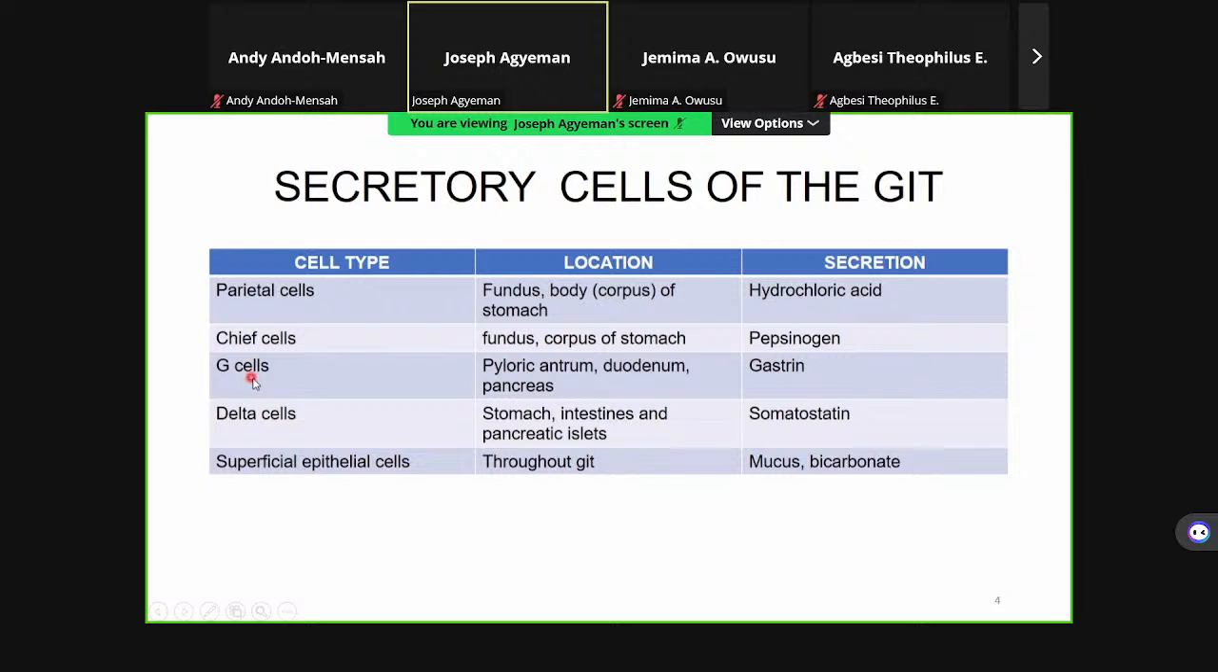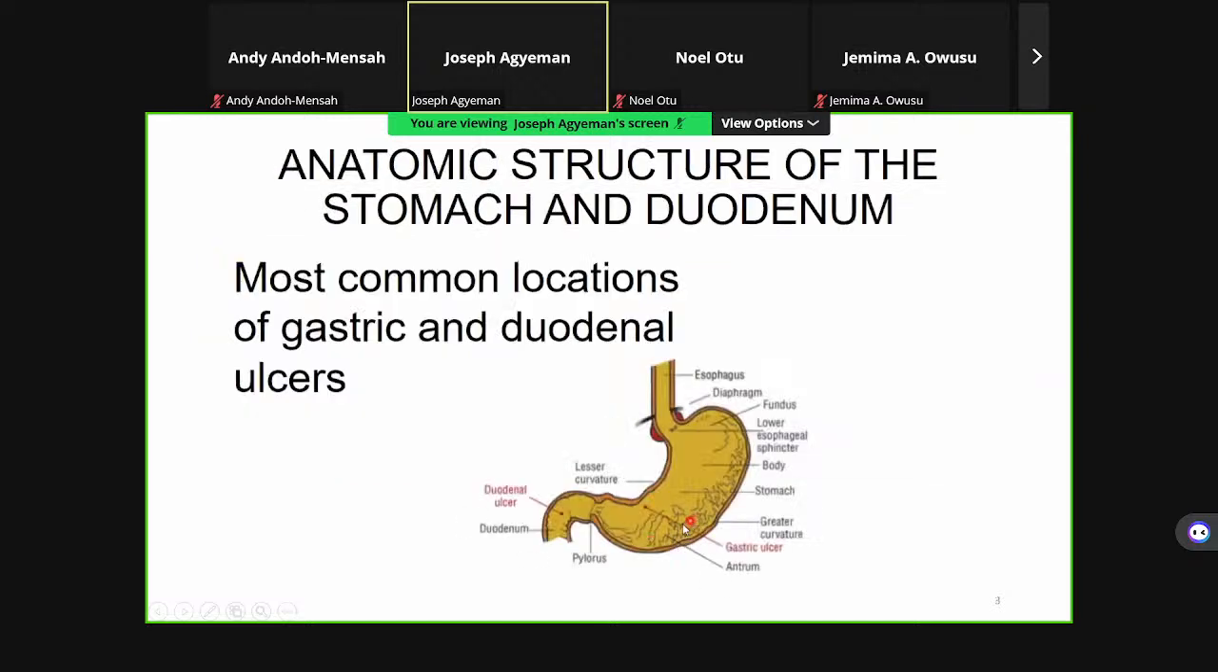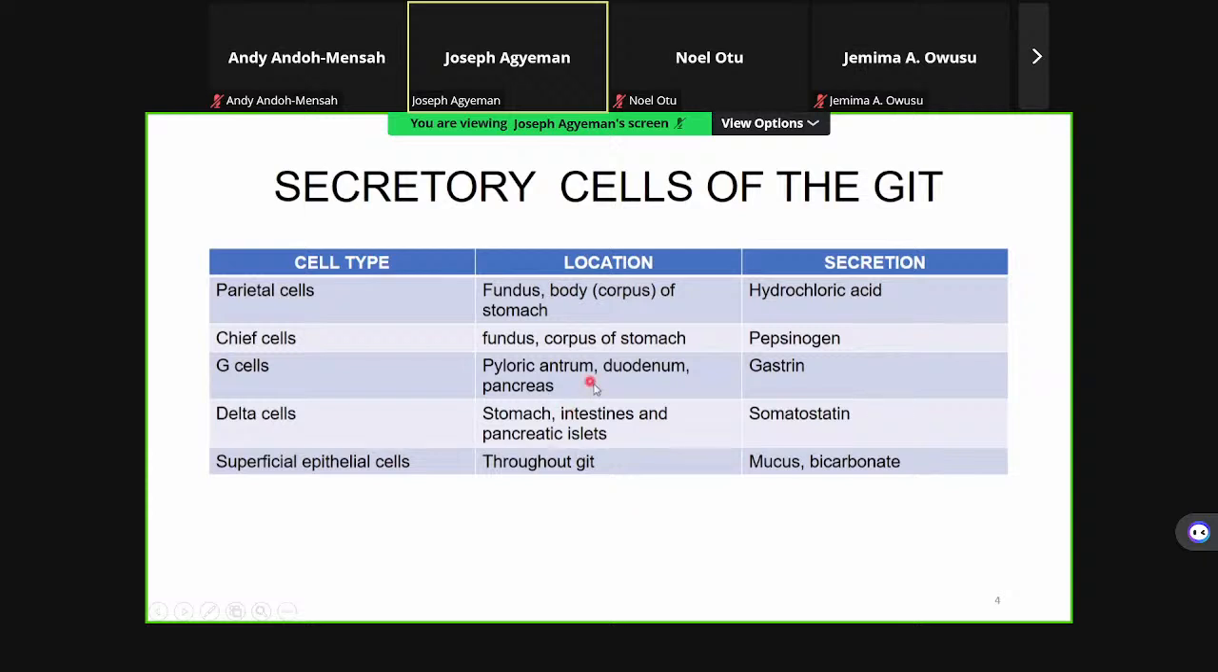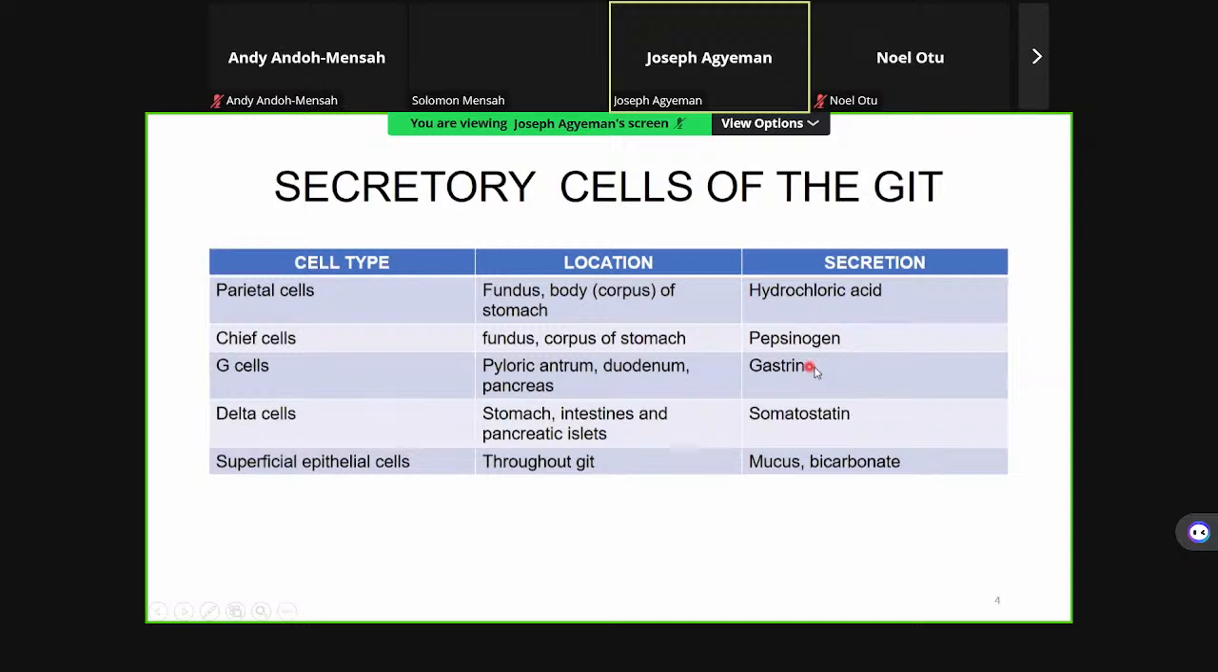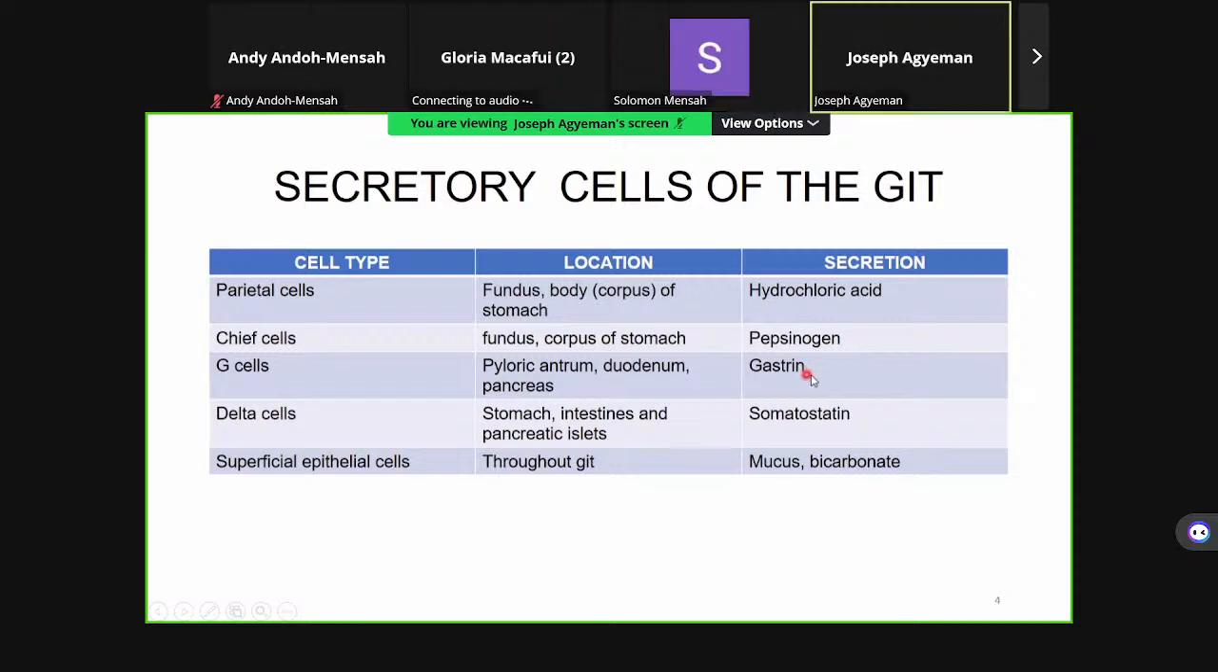Then to the G cells. G cells are also found within the pyloric antrum. So the pylorus and the antrum. So there is the antrum. Here will be the pylorus. So G cells are found there. G cells can also be found within the duodenum and even the pancreas. So the pancreatic G cells. What do they secrete? Gastrin. Gastrin, very soon we will talk about gastrin as one of those aggressive factors when it comes to the development of ulcer. Even more dangerous than hydrochloric acid.